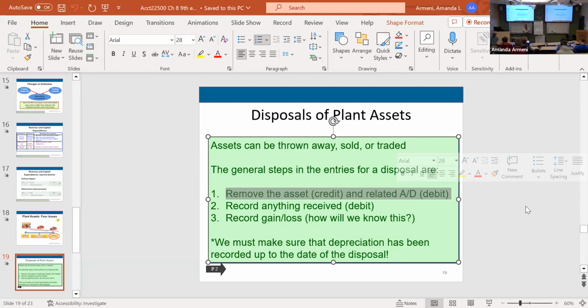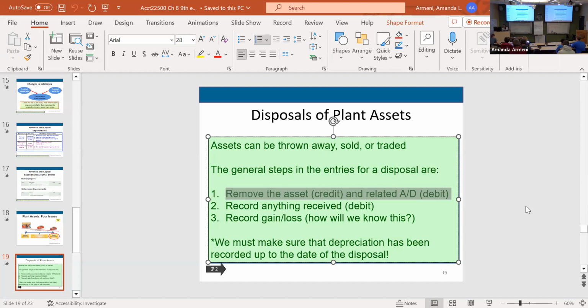Okay. So number one, if you're disposing of an asset, then get the asset and its accumulated depreciation off of your accounting records. Number two, show anything that you received. Did you get cash? Did you get another asset? What'd you get? Number three, if your book value is different than what you got out of this disposal, you may have a gain, you win, or a loss, you lose. So generally speaking, these are the steps that we're going to take.